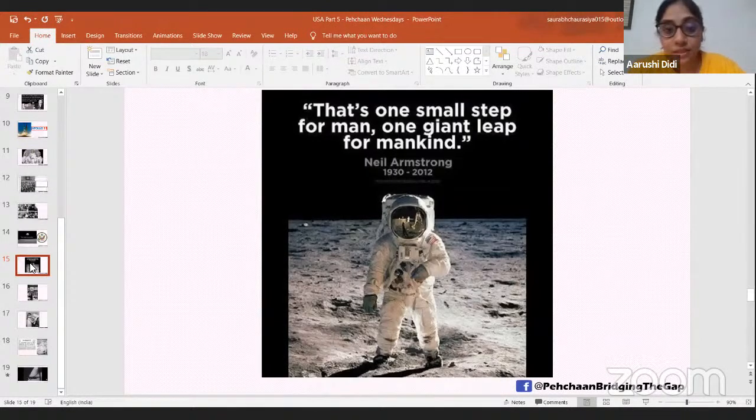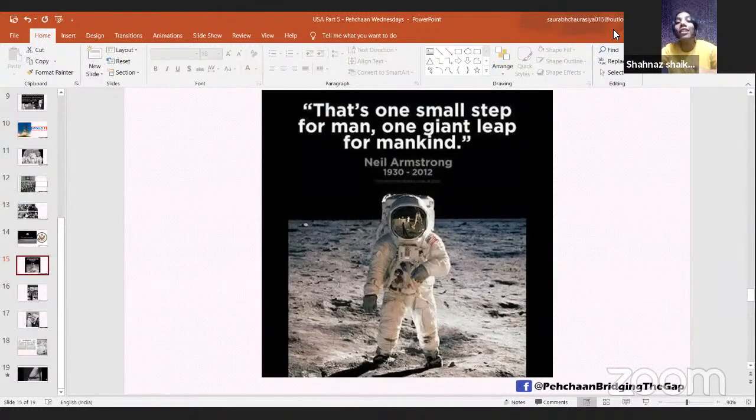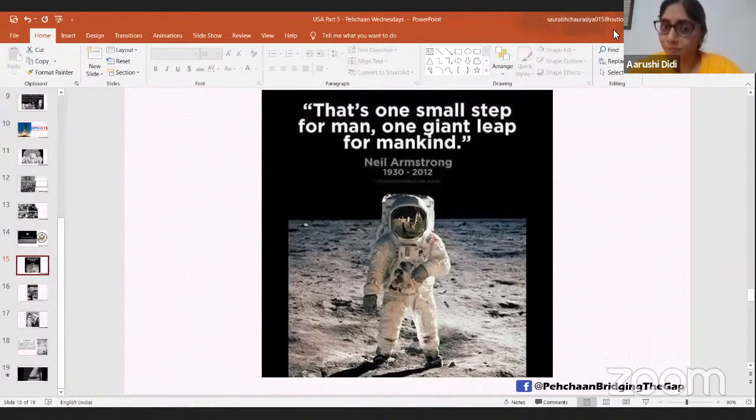What do you think that means? Can you please explain in your own words? It's okay if it's in Hindi also. Give it a try. What does that mean? "That's one small step for man, one giant leap for mankind." Give it a try. "It shows that we should make one step, and success will reach us." Okay. True. Thank you, Shahnaz.